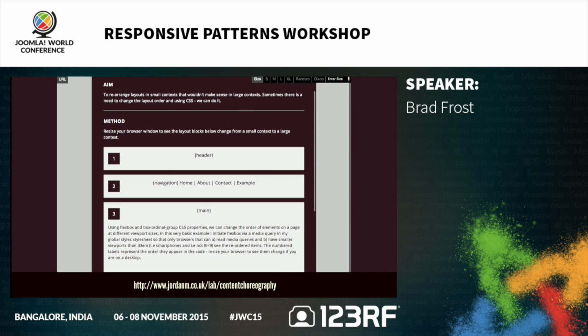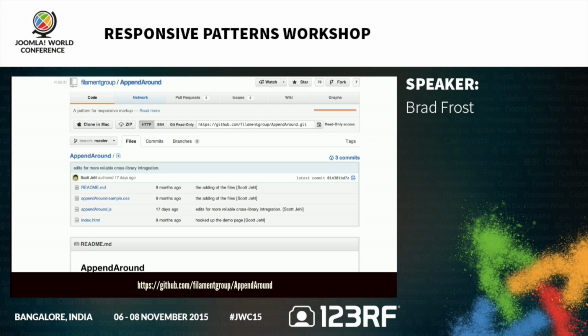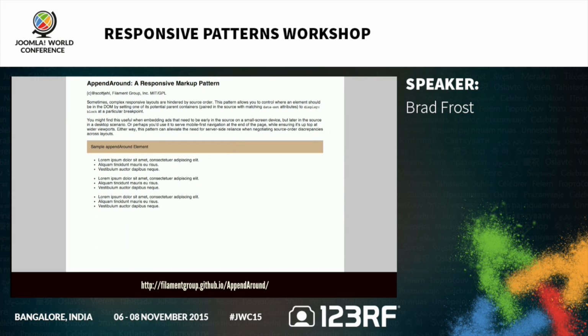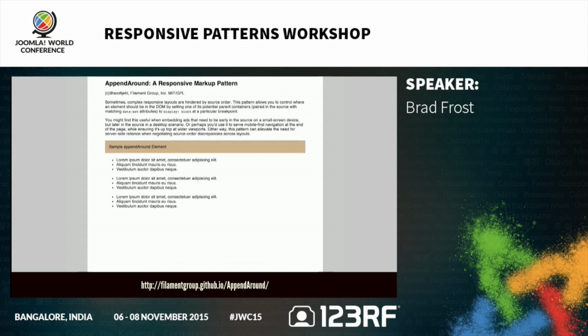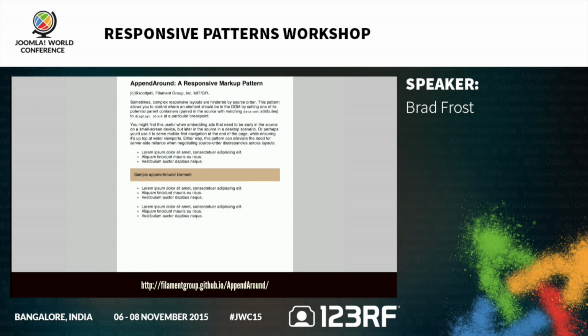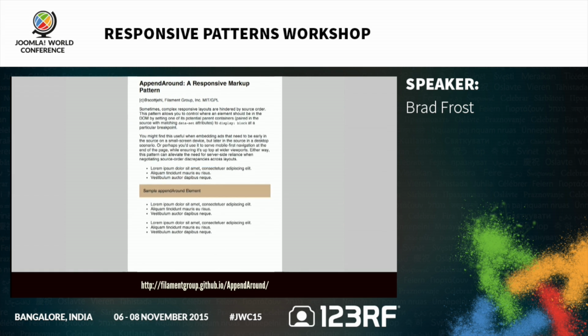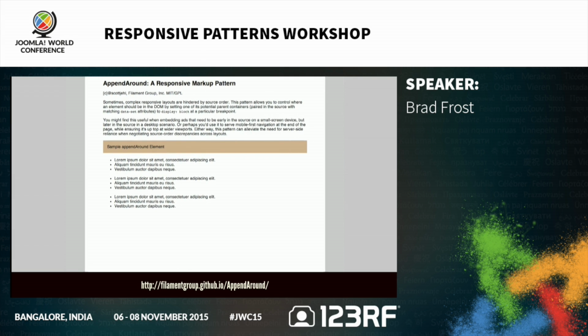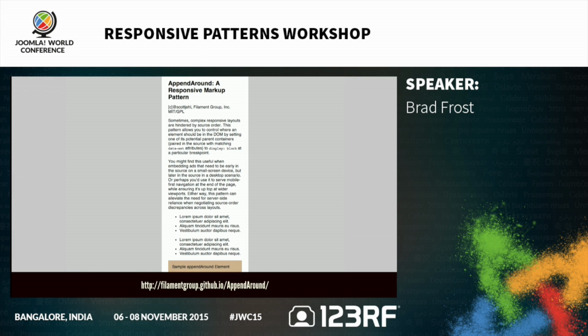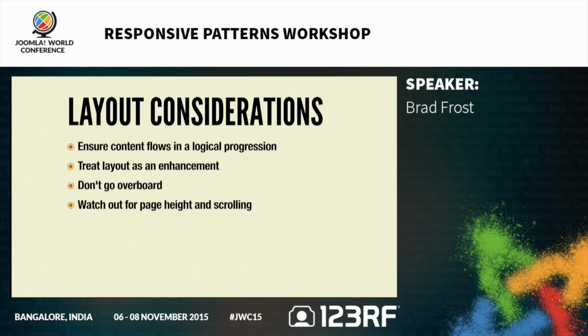This gives us the opportunity to change things around in the source order so that we can create more optimal layouts for small screens, medium screens, large screens, extra large screens, and all that good stuff. There's also a way to do this in JavaScript. This is Append Around by the Filament Group, Scott Jehl. It accomplishes the same thing using a bit of JavaScript to say, at this particular breakpoint, I want this to appear in this spot, and at this breakpoint, in that spot. So there are a few different ways to shift content around in source order.